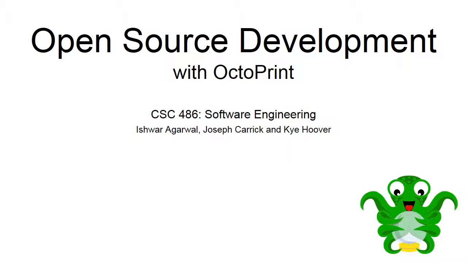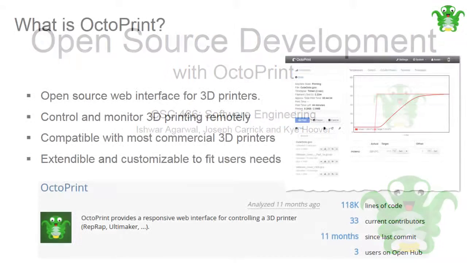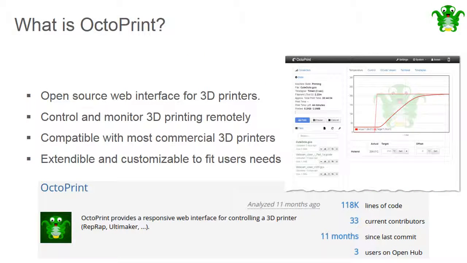In our software engineering course, we contributed to open source projects. Our team developed for OctoPrint. OctoPrint is an open source web interface for 3D printers. It allows users to remotely monitor and control their 3D printer in their web browser.